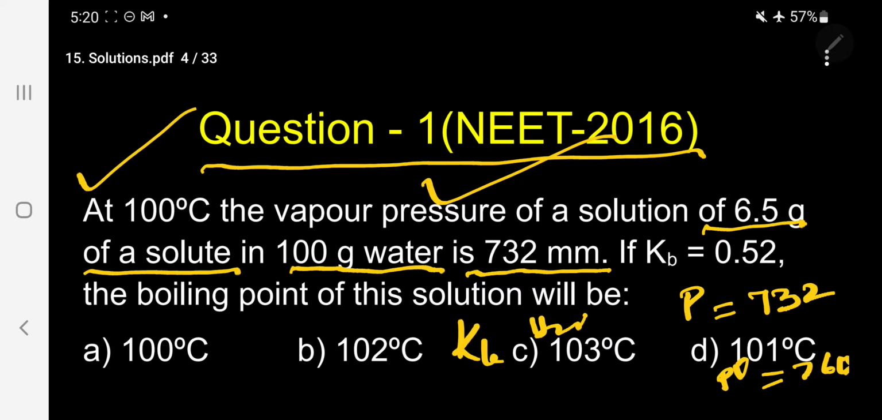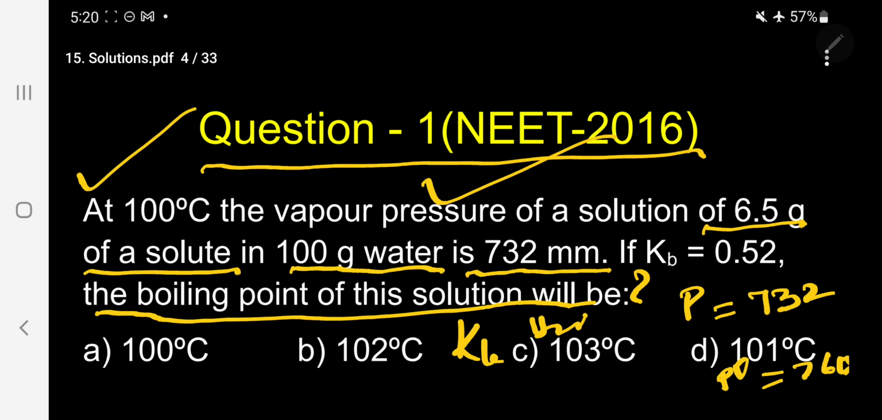What is asked: if the Kb is equal to 0.52, the boiling point of the solution will be, this is the question. Kindly follow. What is the option? A, 100 degrees; B, 102 degrees centigrade; C, 103 degrees centigrade; D, 101 degrees centigrade.